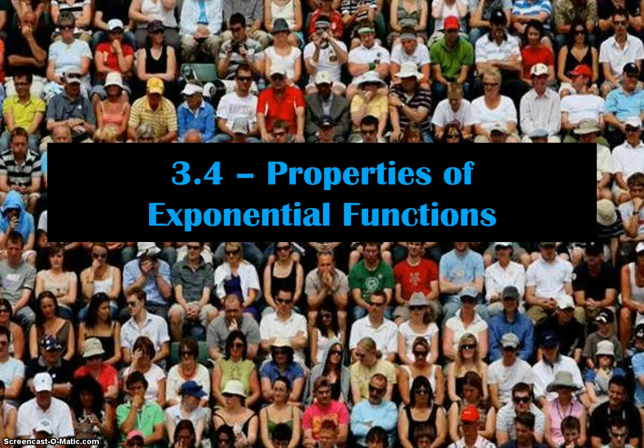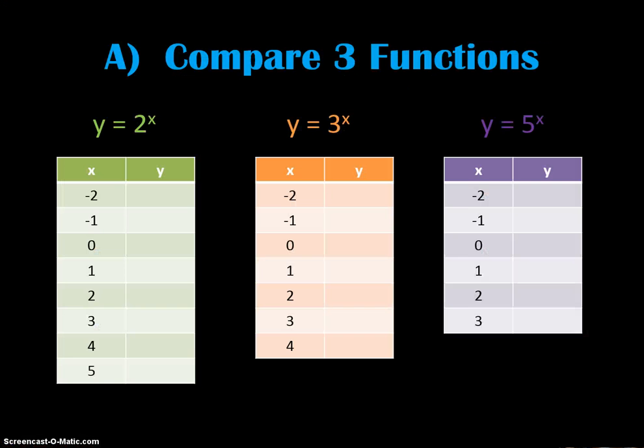3.4 from the textbook investigates properties of exponential functions. Let's compare three functions: y equals 2 to the power of x, y equals 3 to the power of x, and y equals 5 to the power of x. Now we want to know what these look like, so we first have to make a table of values.